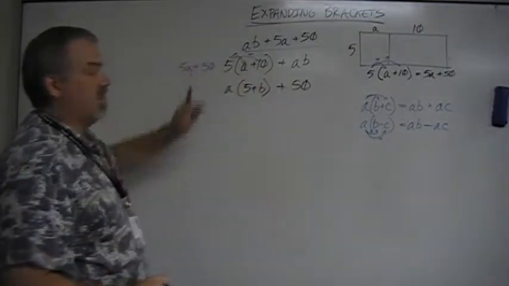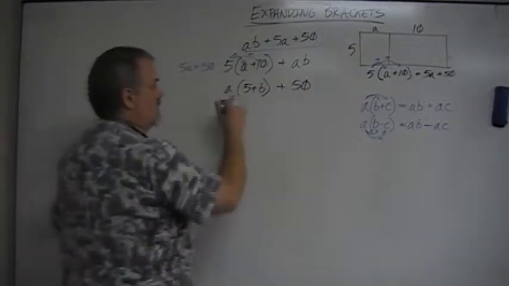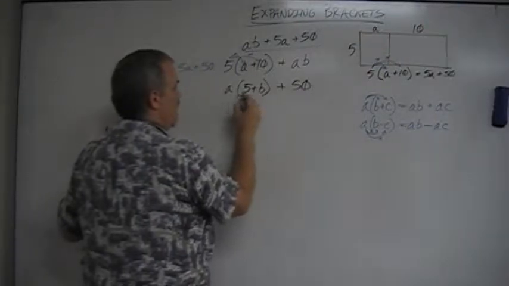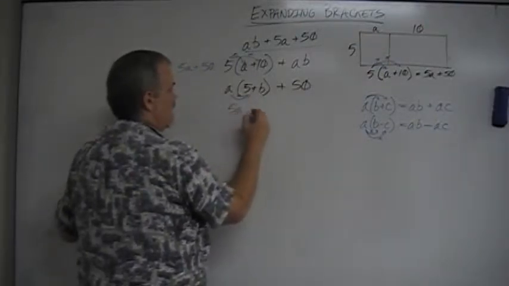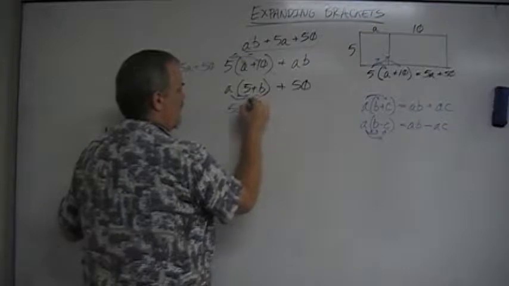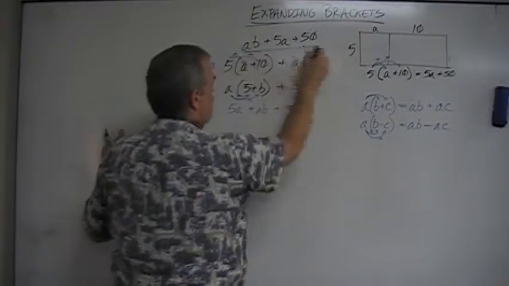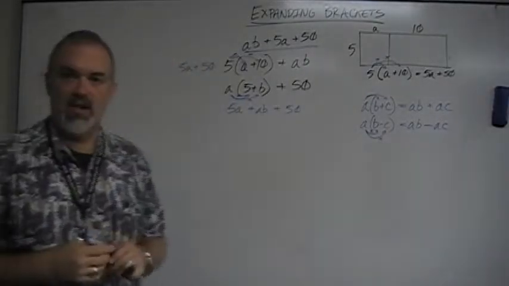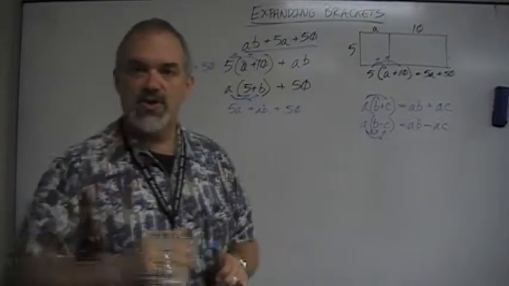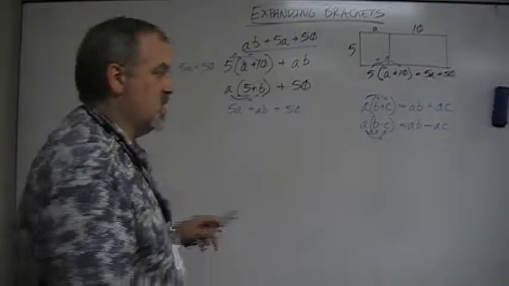AB plus 5A plus 50. This one works the same. If I multiply here, I get 5A plus AB plus 50. And again, different order, but it's the same thing as I started with at the top. Let's do some examples and see if you can figure out how these work.